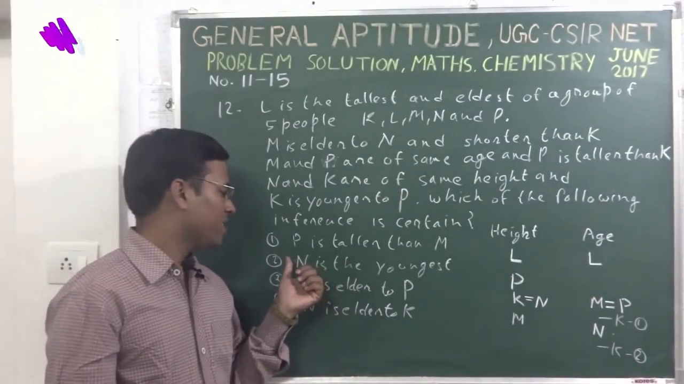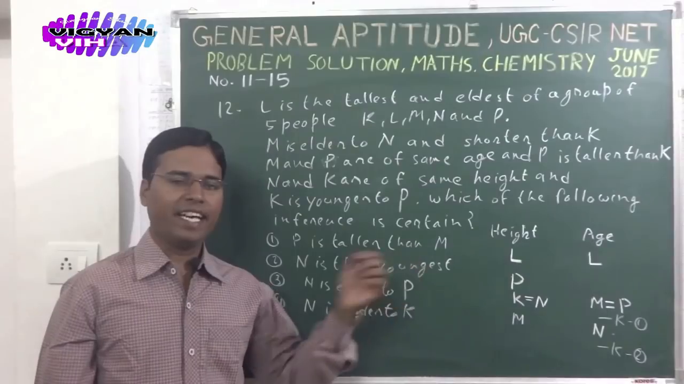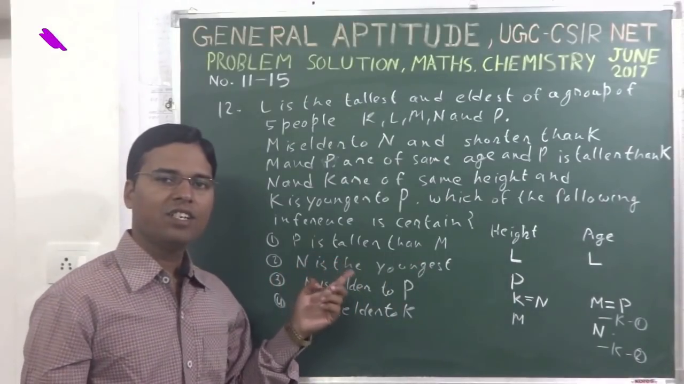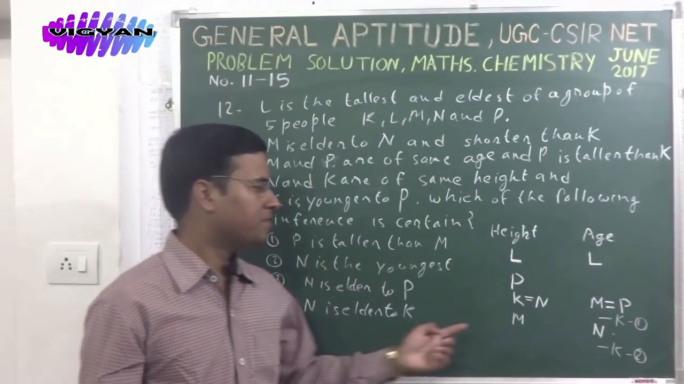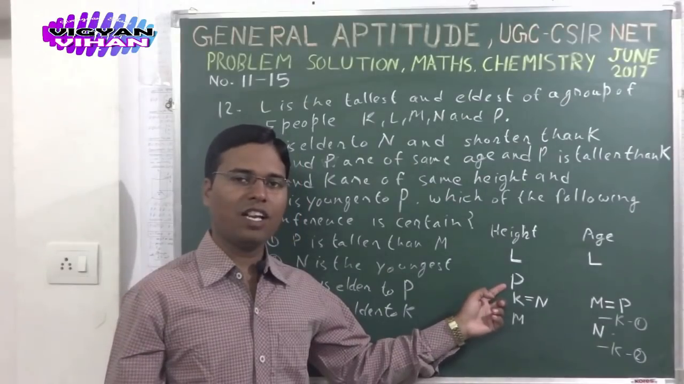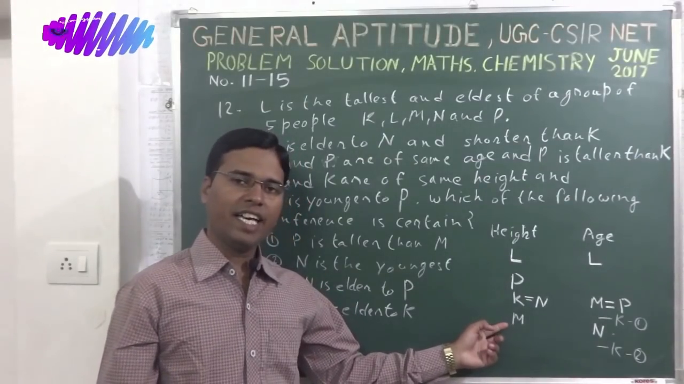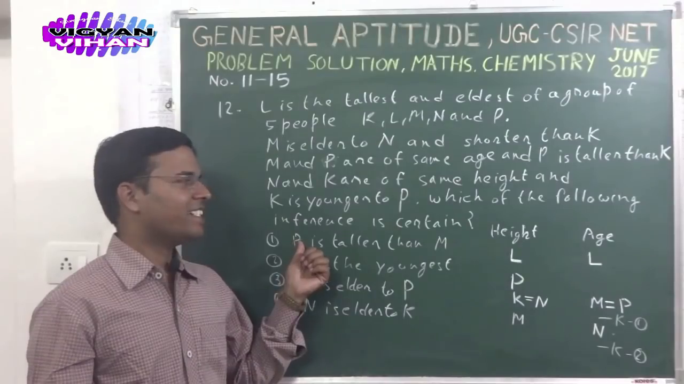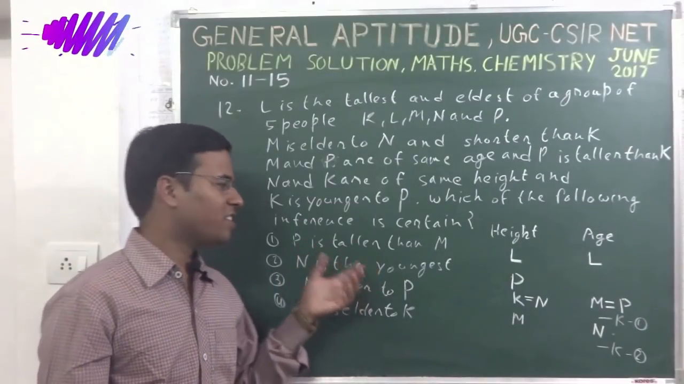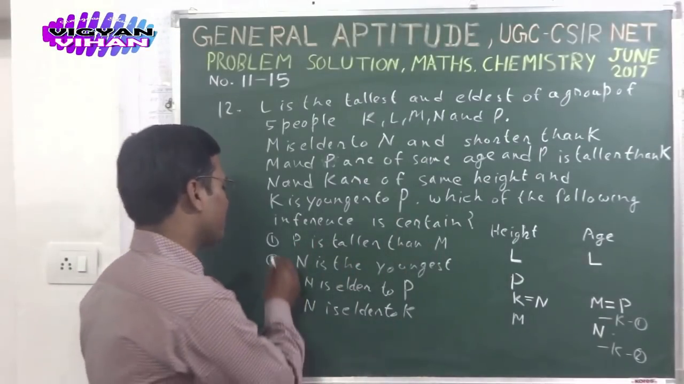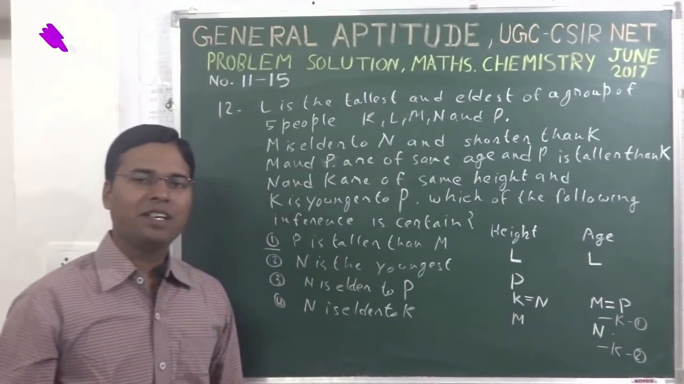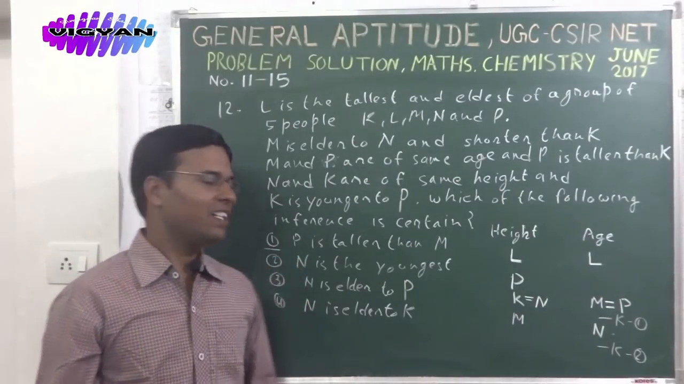Read the options. P is taller than M. Yes, P is taller than M. That is a certain inference from the given conditions. So option 1 must be the correct answer.